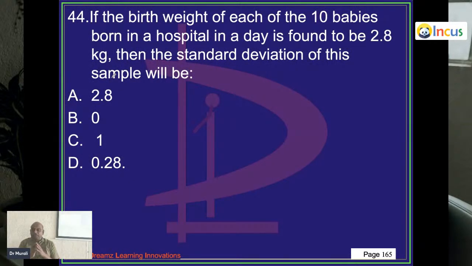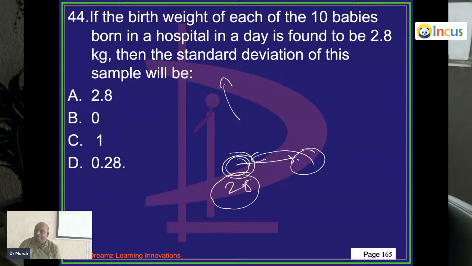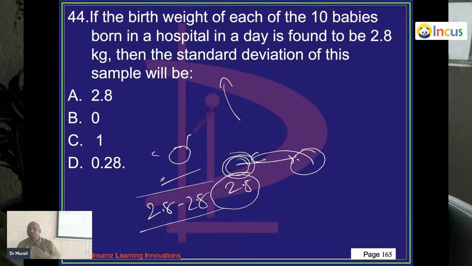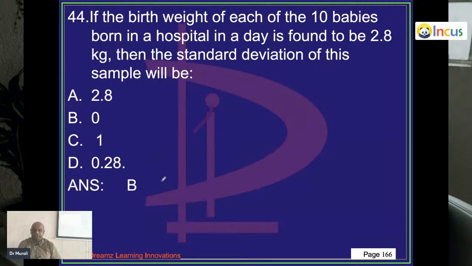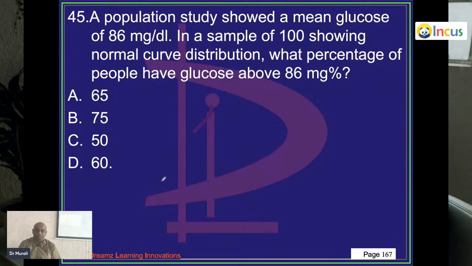If the birth weight of 10 babies is uniformly 2.8 kg, how will you calculate the standard deviation? Basically, if you look at the formula of standard deviation, from the mean value, how much is a particular value away from it? Here, the mean value itself is 2.8. So 2.8 minus 2.8 is 0. Because everybody is 2.8, there is no standard deviation, it is 0. So you should know the formula of standard deviation.